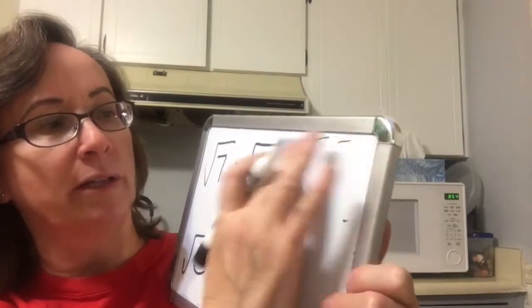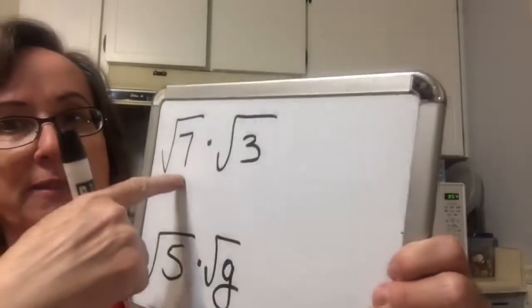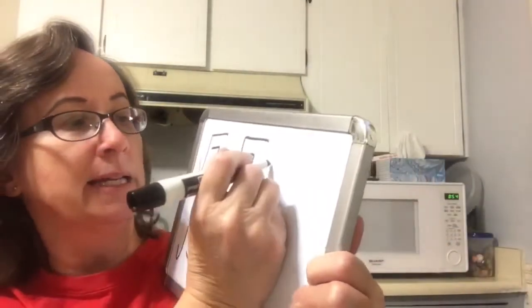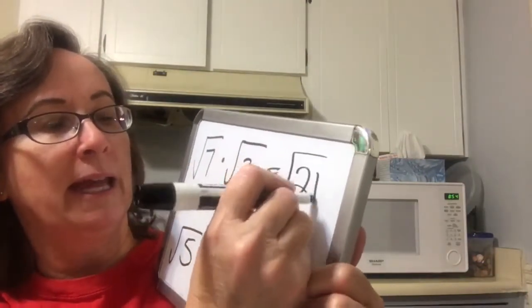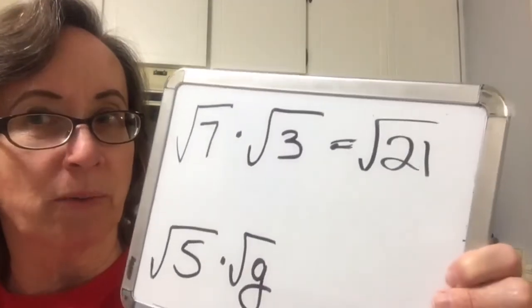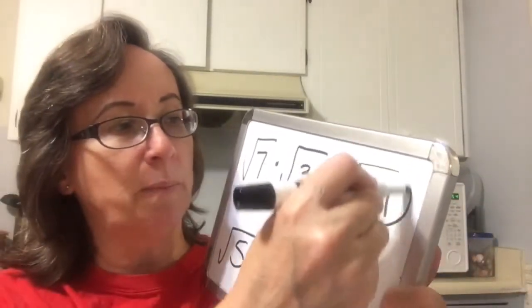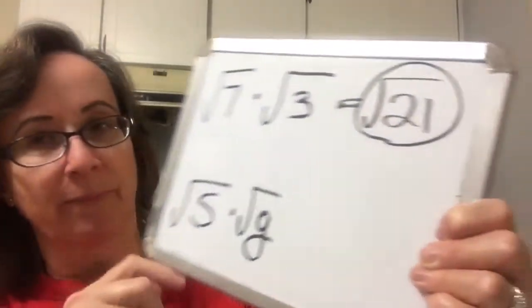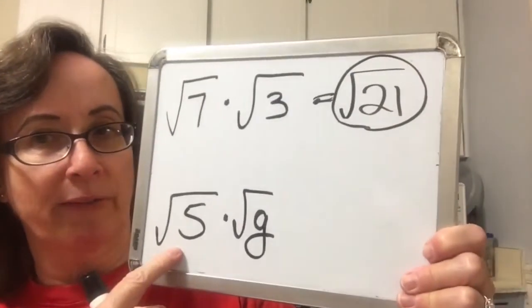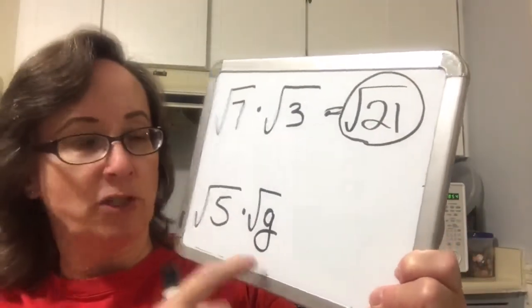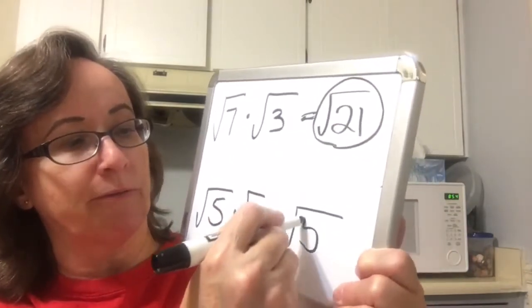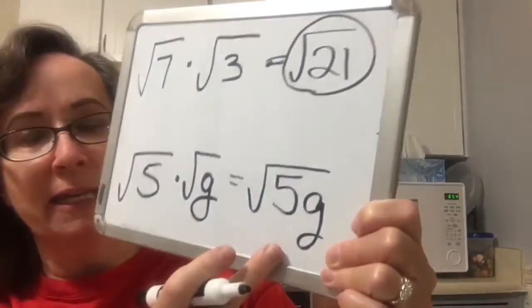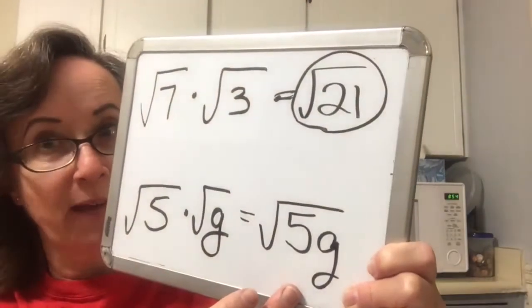Okay, so we're going to do that with this one. We've got a square root of 7 times the square root of 3. Since they're both square roots, we can make that the square root of 21. And there are no perfect squares in 21, so this would be our final answer. Down here we've got the square root of 5, the square root of g. When we put them together using the product rule, we get the square root of 5g. And again, there's no way to simplify that one.